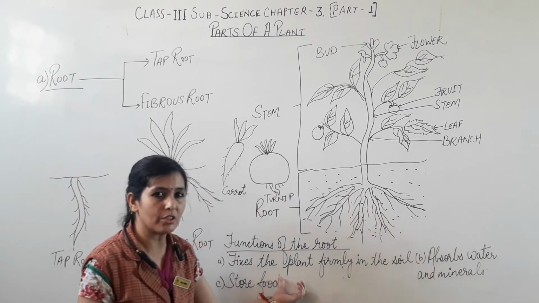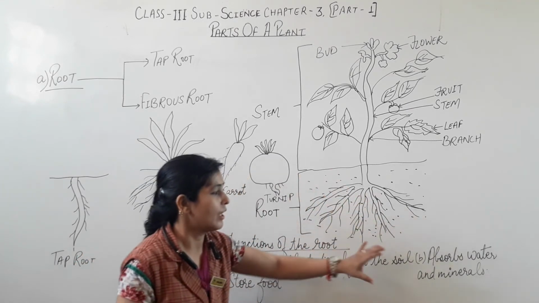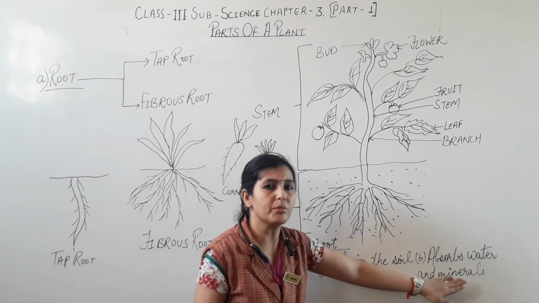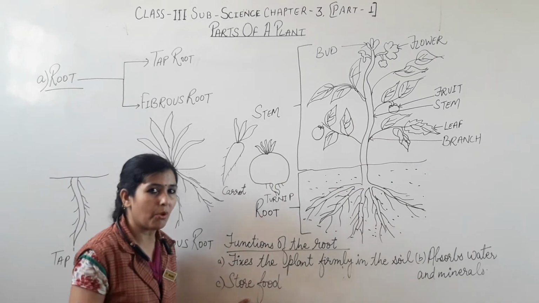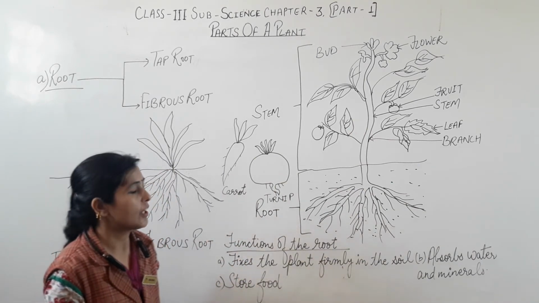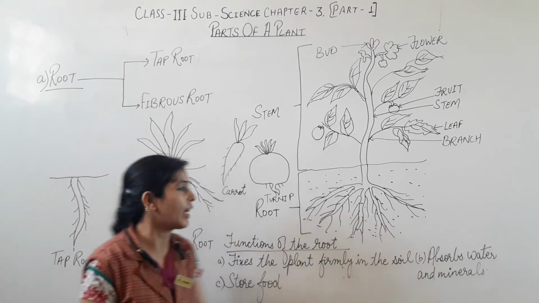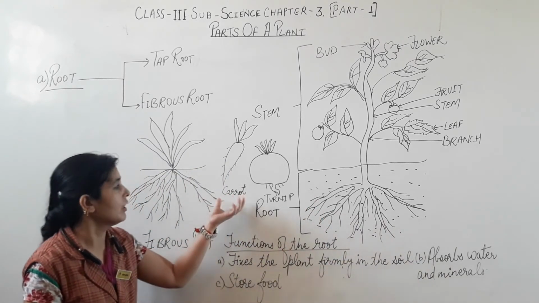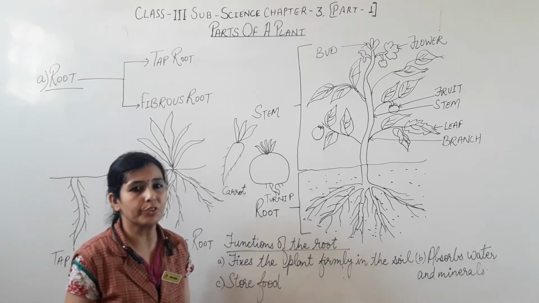What was the first function? It helps the plant stay in one place. Next, it helps to absorb water and minerals for the plant. Third, the plant prepares food and some of the food is stored in the roots. And that stored food we eat in the form of carrot and turnip.